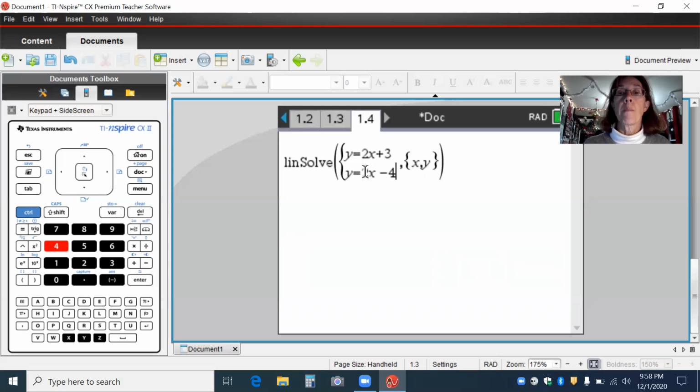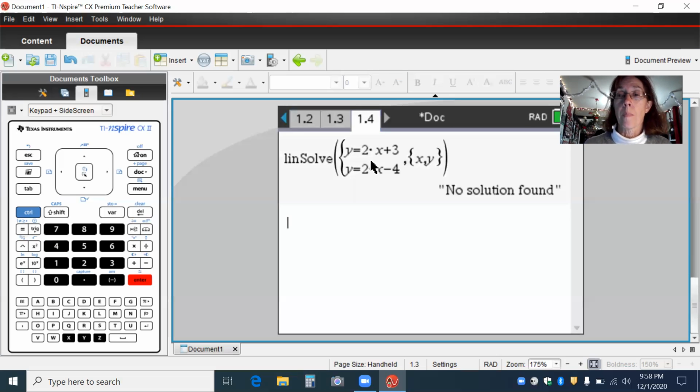Notice the slopes are the same, 2 and 2. If the slopes are the same, these are parallel lines. The y-intercepts are different, so they're not on top of each other. One is up higher than the other one. So this one's crossing at positive 3 on the y-axis, this one's crossing at negative 4 on the y-axis. But these are going to be parallel lines, so these should be a no solution. So let's see what it looks like when it's no solution. No solution found. So when it tells you no solution found, that means there is no solution.